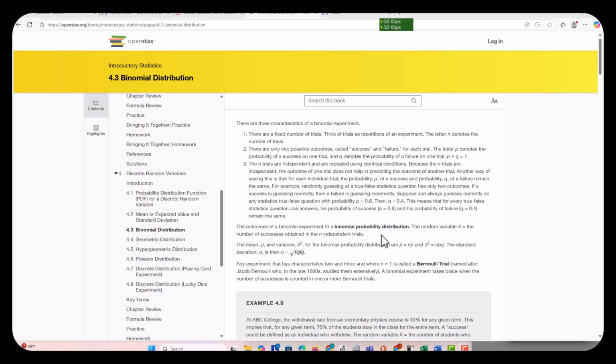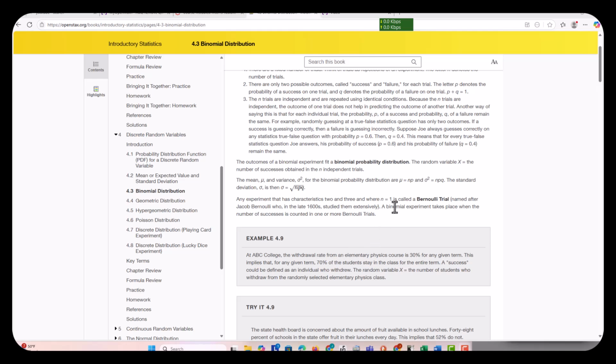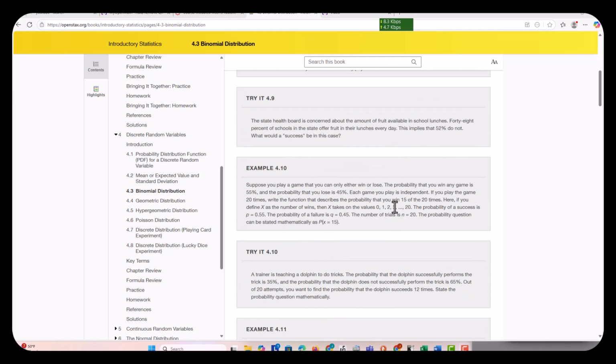And your mean, which is the same thing as expected value, is n times p, your probability of success. n is your number of trials. Variance, I don't think we're going to get into that too much here, is population variance npq. Standard deviation would obviously be the square root of that. We're not really going to have to worry about Bernoulli.